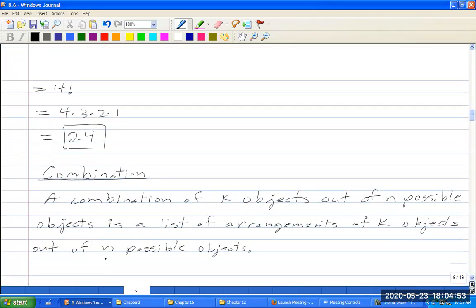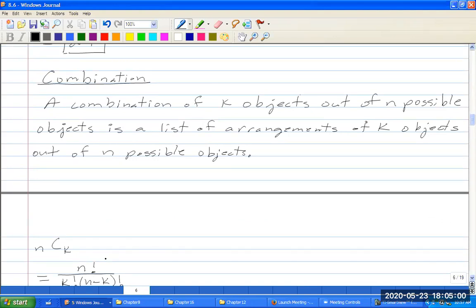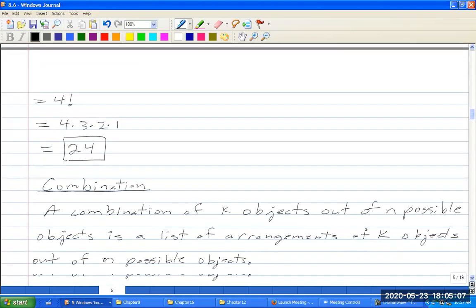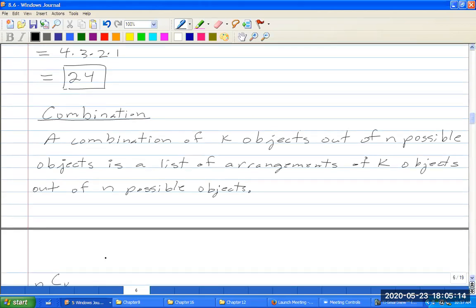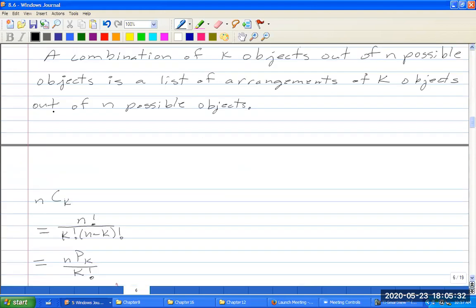Combination. A combination of k objects out of n possible objects is a list of arrangements of k objects out of n possible objects. And this is without regard to order.